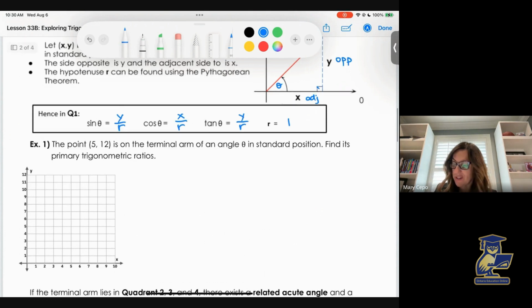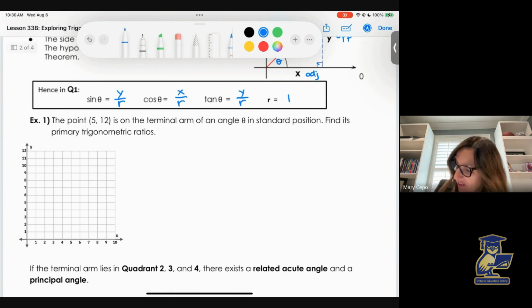Okay, so let's try to apply this. Again, now we're giving coordinates on our terminal arm, so we're going to be giving it our x and y. As mentioned earlier, to determine the r value, we can use the Pythagorean theorem to determine that radius value. So the point (5, 12), let's plot that. x is 5, y is 12, is on the terminal arm of an angle theta in standard position.